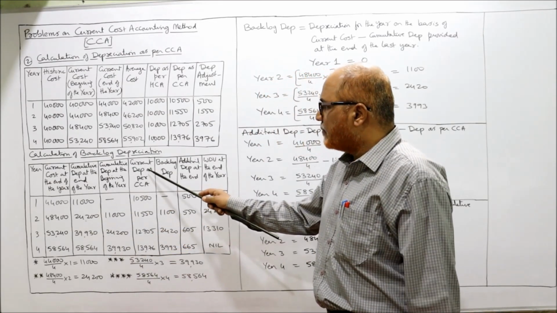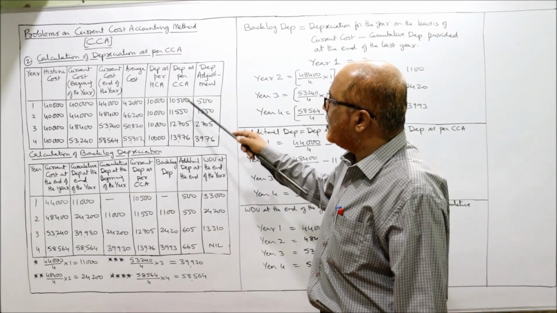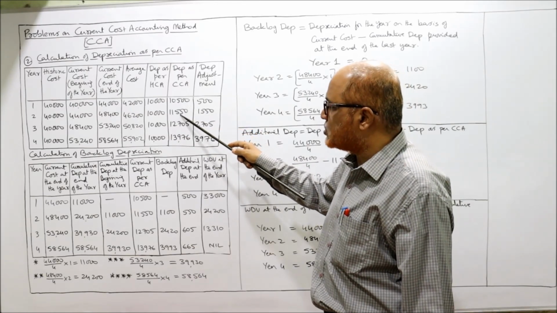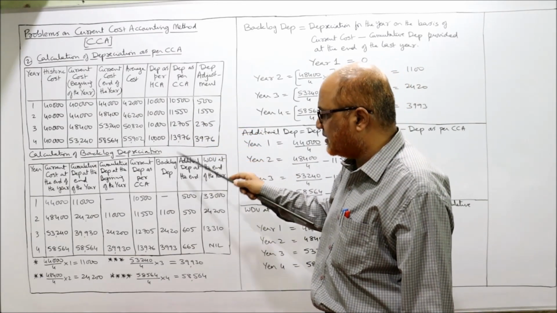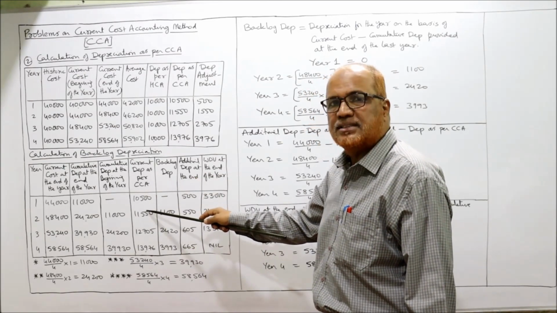Over. Now current depreciation as per CCA. As per CCA, we have already calculated depreciation: 10,500, 11,550, 12,705, 13,936. Same thing I have copied. This is the depreciation as per CCA.